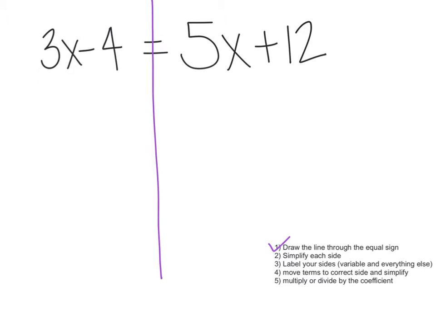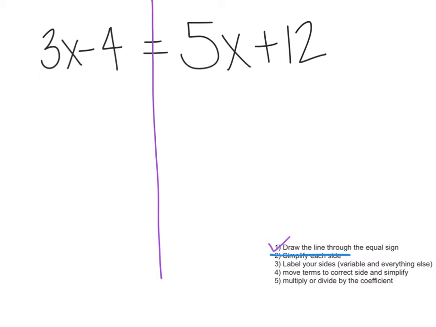That means we're looking at the left to see if we can combine the 3x and the minus 4 together, which we cannot. And we're also looking at the right to see if we can combine the 5x and the plus 12 together, which again we cannot. Remember, if they have x, we can't put it with something that doesn't have x. So I don't have to worry about step 2 in this problem. There wasn't a need to simplify each side.